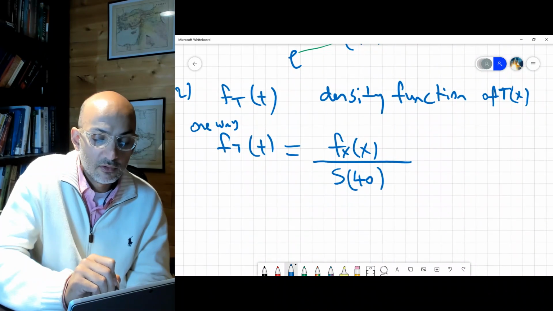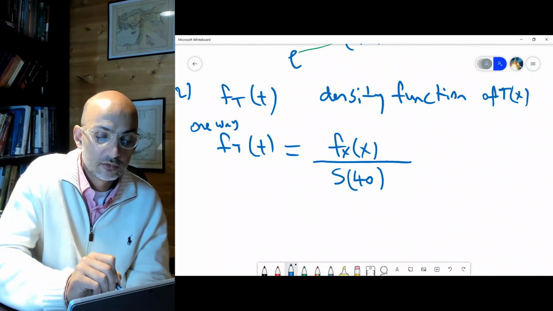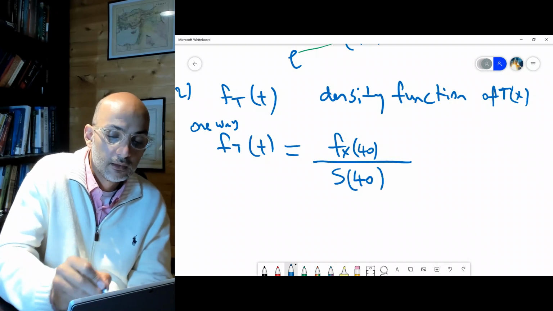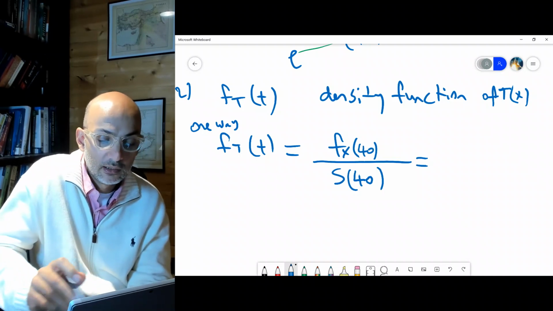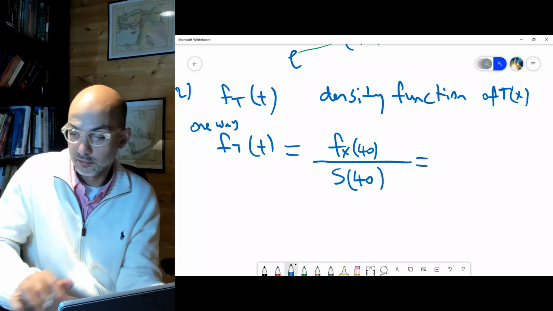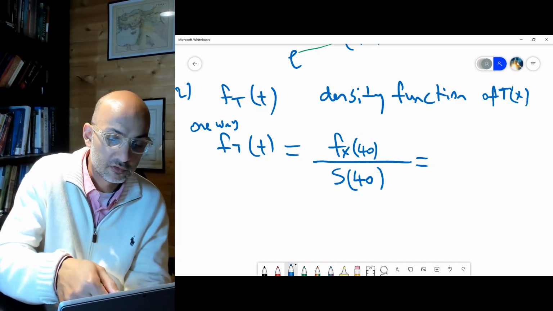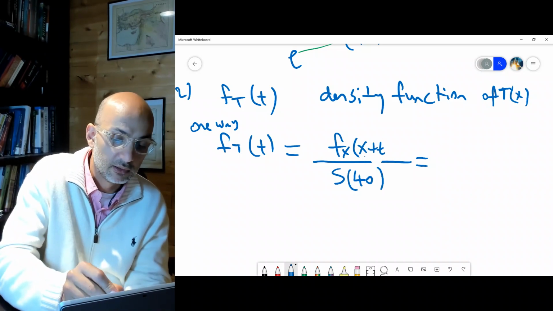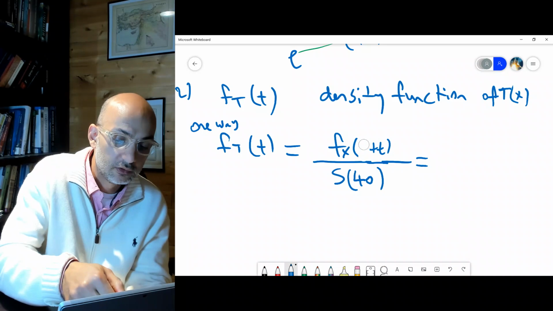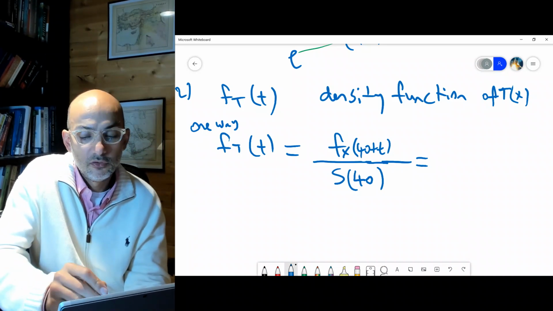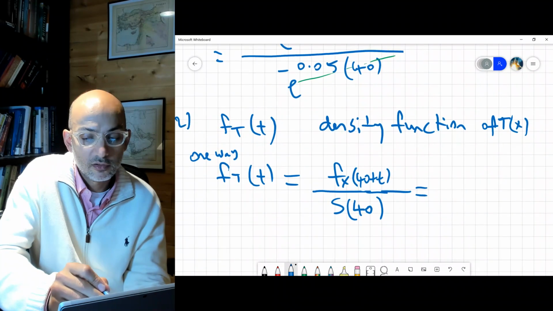So it's given that you survive to 40. What is the density function of this one? 40 plus t, I mean x plus t here, which is 40 plus t.